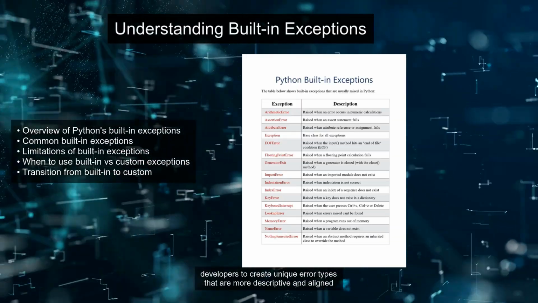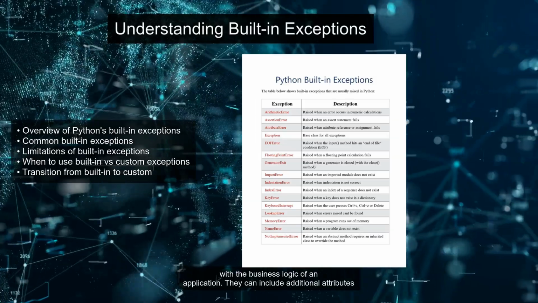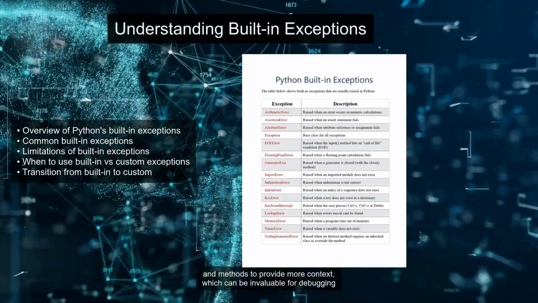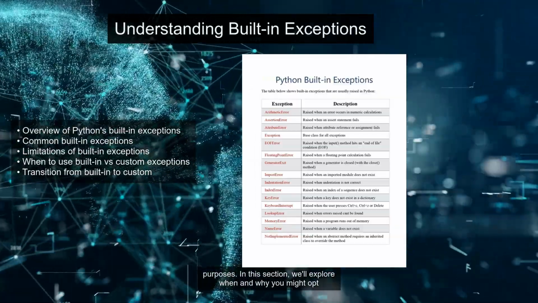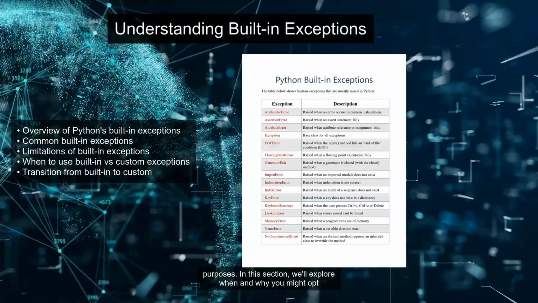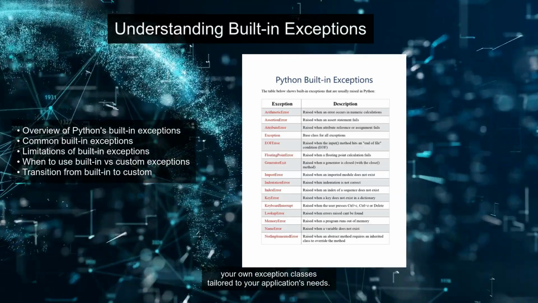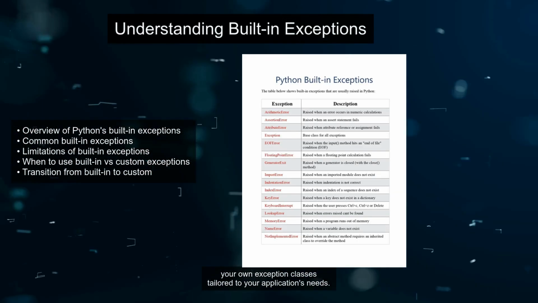Custom exceptions allow developers to create unique error types that are more descriptive and aligned with the business logic of an application. They can include additional attributes and methods to provide more context, which can be invaluable for debugging purposes. In this section, we'll explore when and why you might opt to use custom exceptions over built-in ones, setting the stage for creating your own exception classes tailored to your application's needs.